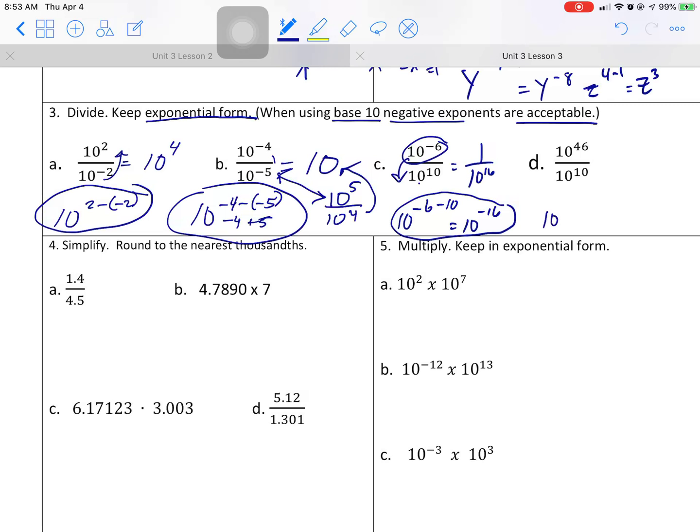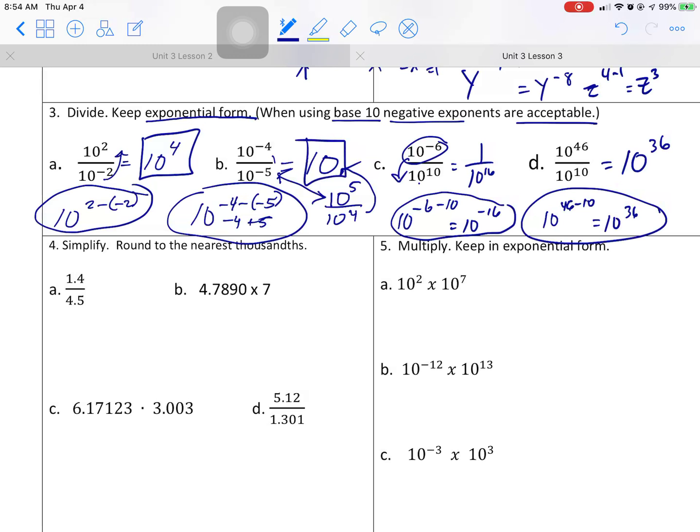Okay? This one, there's no negatives. We're just doing what? 10 to the 46 minus 10 is 36. Not sure why that one's in there. Okay? So these are the ways to do this. This is the answer here. Okay.